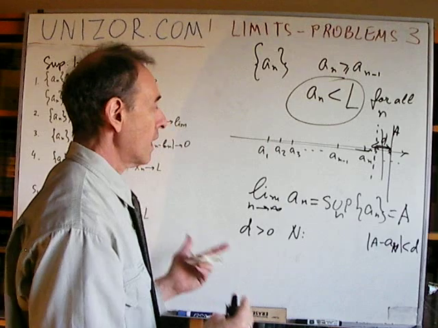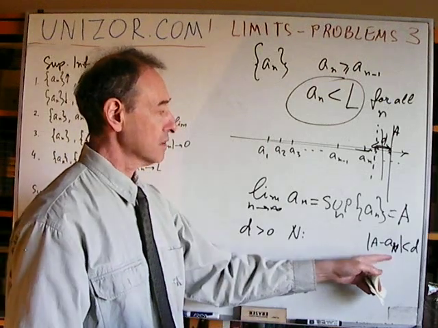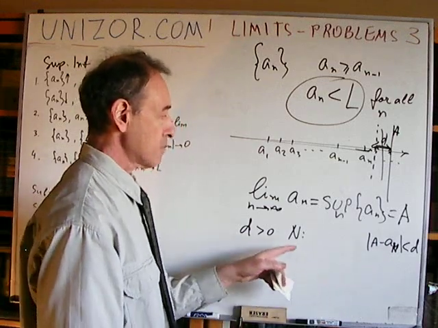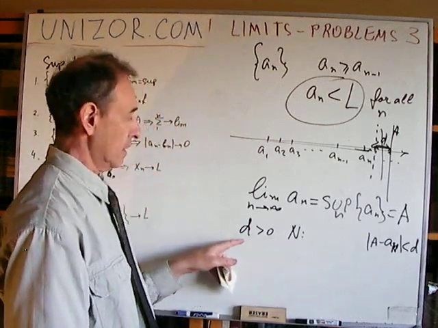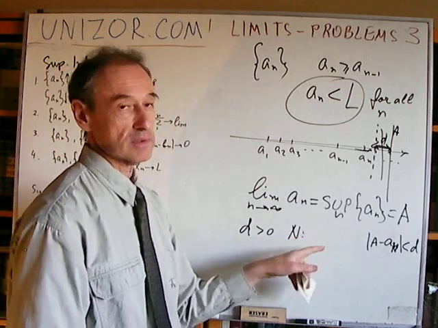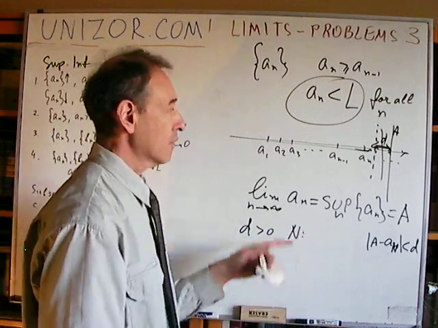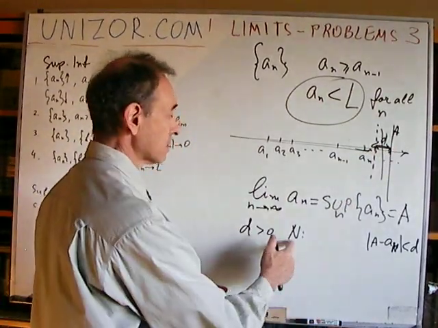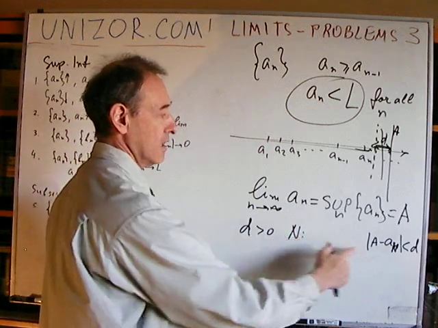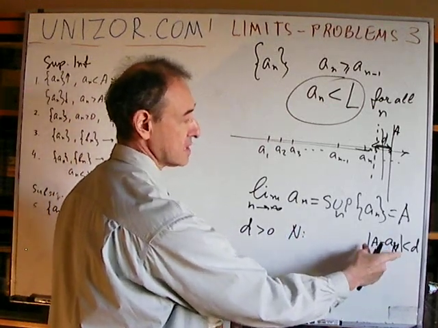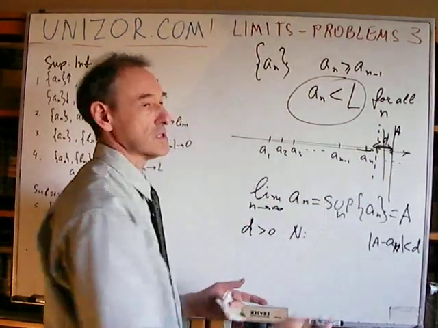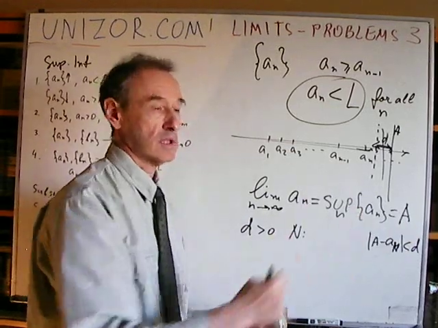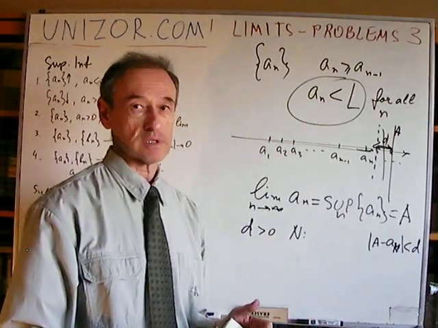So we are actually using two things: the monotonousness of our sequence, and that's why we really have to find just one number n for any d. We don't have to worry about the subsequent ones. And then we were using the fact that A is the least upper limit, because if there is no such number n, if the distance is greater than d, then obviously there is another upper limit which is less than the one which we have claimed to be the least.